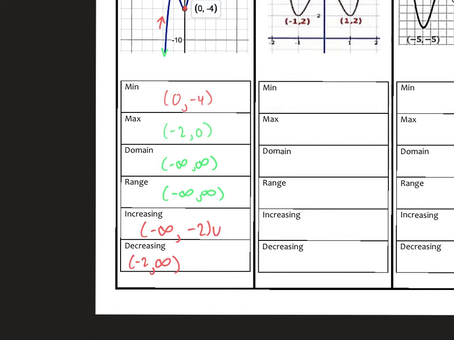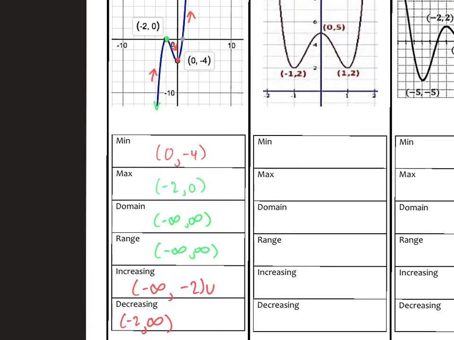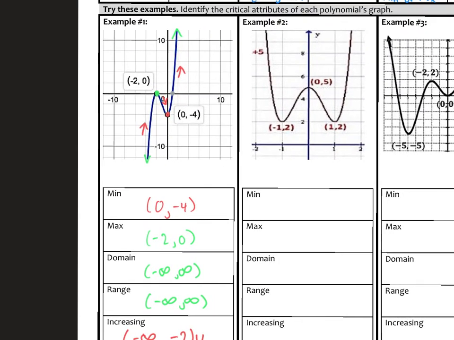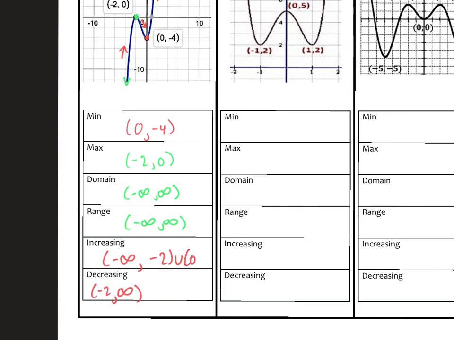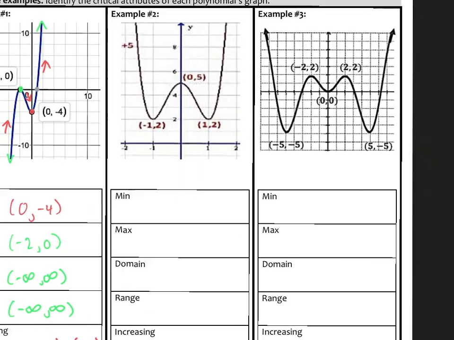So we also have an increasing value. There's my union, because we're going to include the other increasing value from 0 to infinity. We start increasing at the minimum there, 0, and keep going to infinity. So I'll just squeeze that in here. 0 to infinity. Okay, that's it. Done with that example. Moving on to the next one.